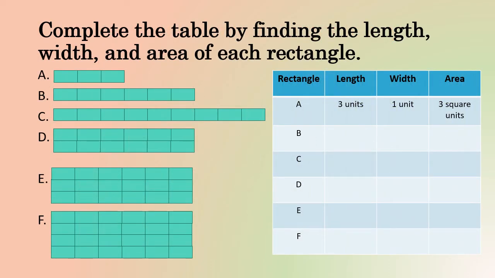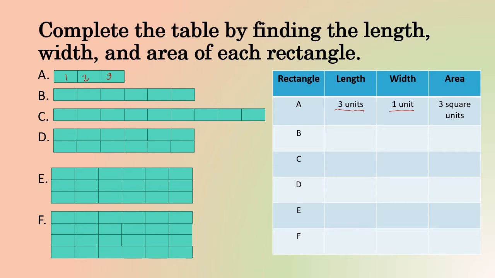Okay, class. So, before we discuss, let us answer this activity. Complete the table by finding the length, width, and area of each rectangle. So, the first example is rectangle A, wherein the length is 3 units. So, how did the length become 3 units? When we say length, it refers to the haba. So, 1, 2, and 3. So, the length of rectangle A is 3 units. How about the width? Kapal. The width refers to the kapal, which is just 1 unit.